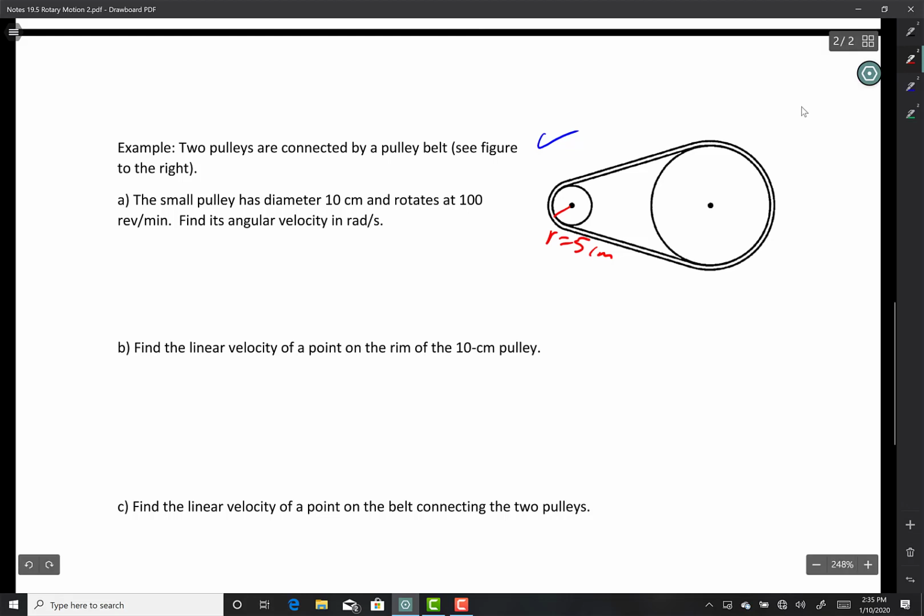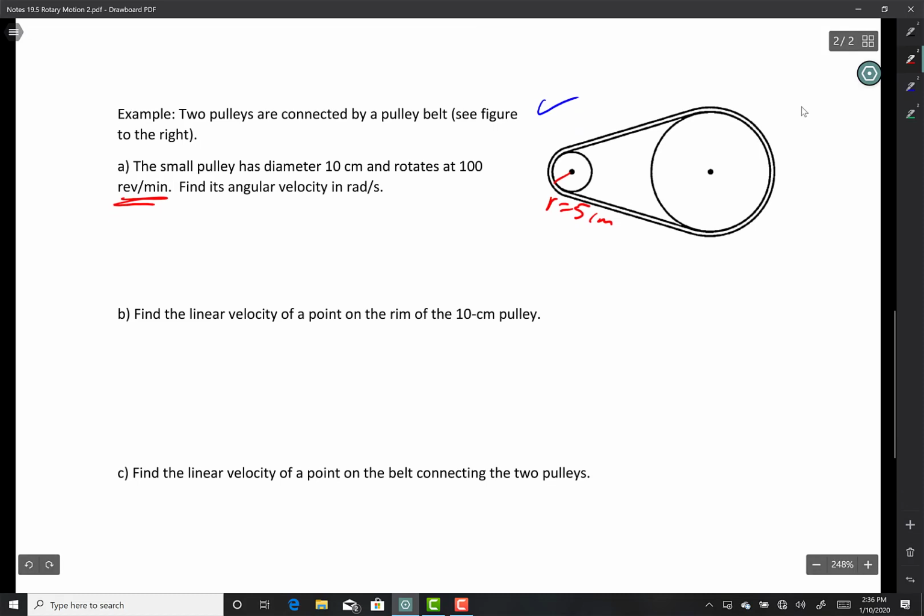So this little guy is rotating how fast? 100 revolutions per minute. Is that angular or is that linear? Angular, because it's talking about rotation. Anything that has to do with rotation is angular. So revolutions, radians, spins, 1 spin per second, all those are different ways to say angular velocity. Find its angular velocity in radians per second. They're still asking for angular velocity, but they want it in different units now. Do you see that?